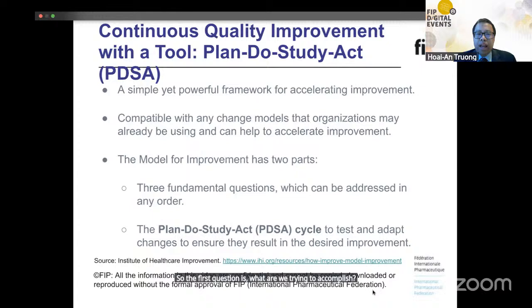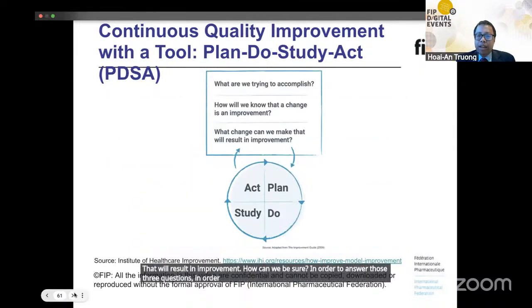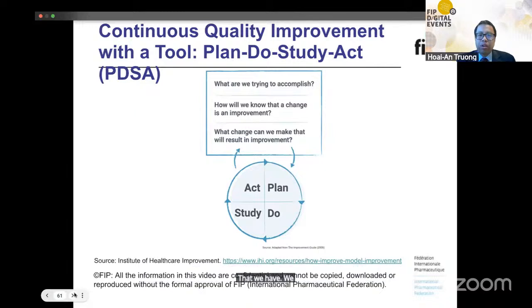The second question, how will we know that a change is an improvement? How do we know it's a change for good and not a change for worse? And the third question we ask is, what change can we make that will result in improvement? How can we be sure? In order to answer those three questions, in order to apply a systematic approach, we look at the cycle called the PDSA. PDSA is a systematic process.